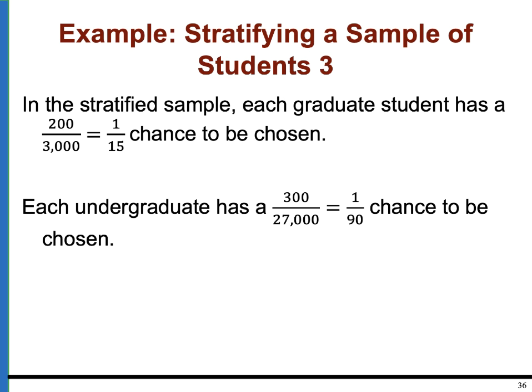But by doing this, you do note that graduate students have a higher chance of being chosen for the study. You're picking 200 out of 3,000, so they have a 1 in 15 chance to be chosen. Whereas the undergraduates, there are going to be 300 in the study out of 27,000, and so they each have a 1 in 90 chance to be chosen. So this would not be a simple random sample. However, having both undergraduate and graduate students in the survey would be helpful for the data to reflect the entire student body.